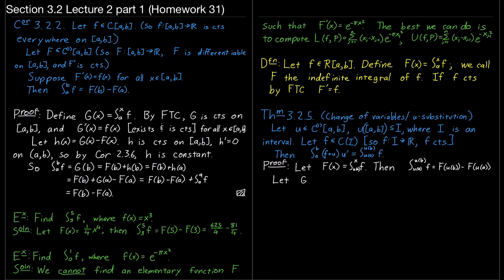Now let's let G be big F composed with u, and then G prime of x is big F prime of u of x times u prime of x. And we remember that big F prime is just little f. Sorry, I've been saying G, that's supposed to be a u there.